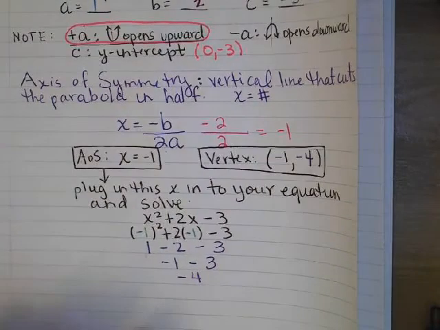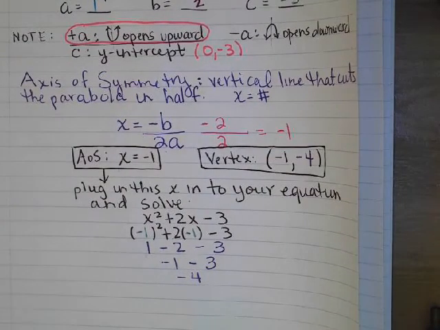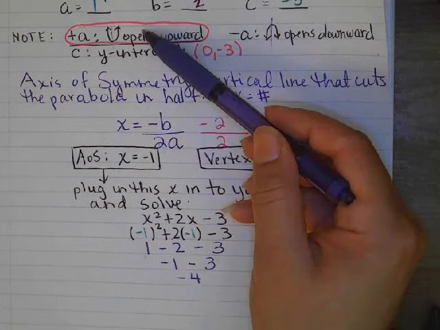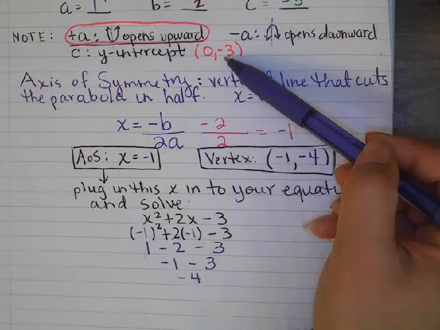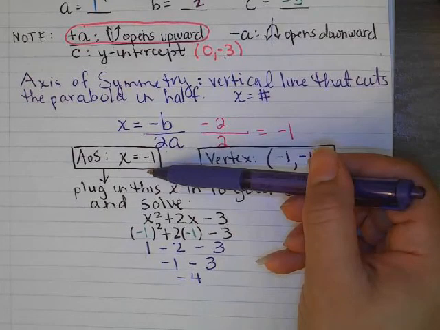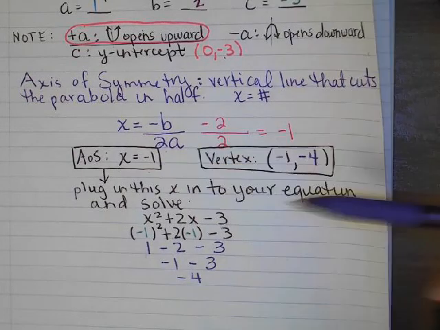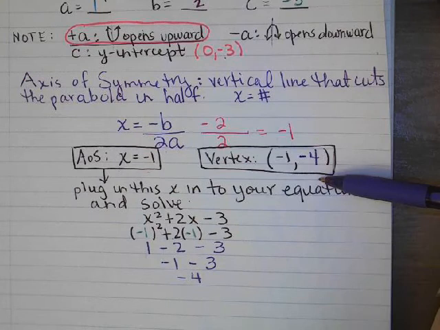So guess what? Now I know my vertex. I'm getting a picture of what my parabola looks like without even having to graph it. I know that it's going to open upward because A was positive. I know it's going to cross the y-axis at 0, negative 3. And I know that there's this line that cuts it perfectly in half at x equals negative 1, and that my vertex is negative 1, negative 4.